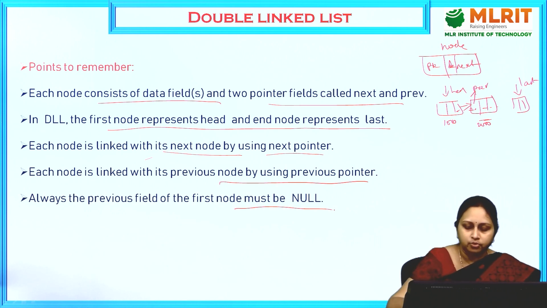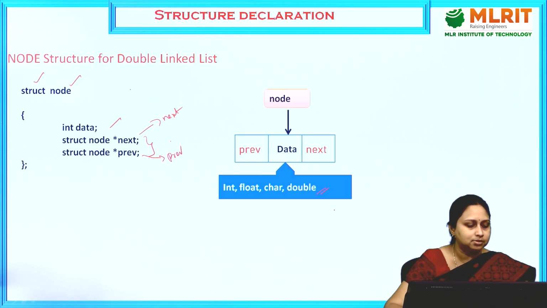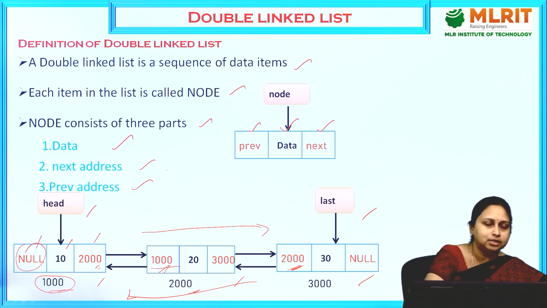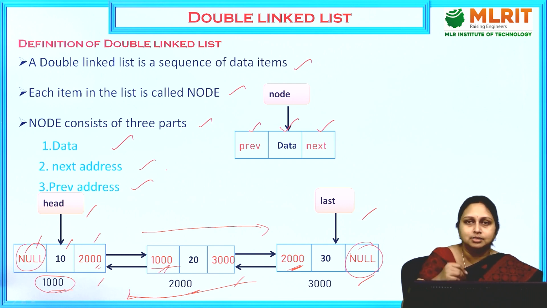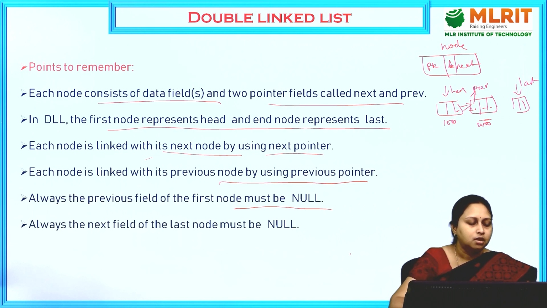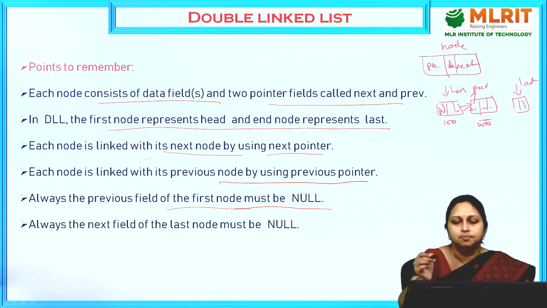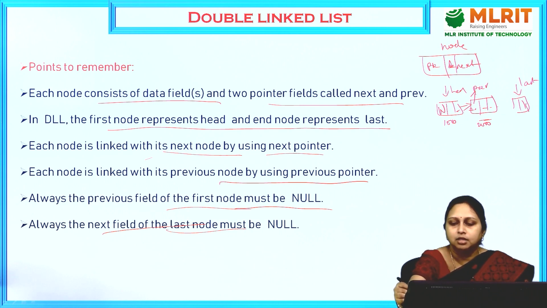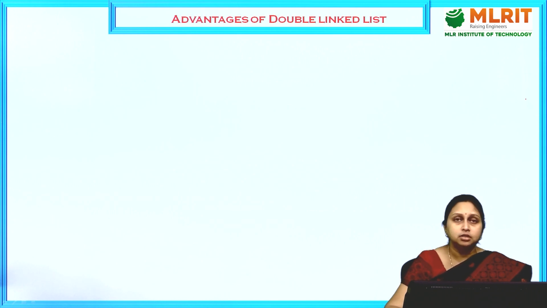Observe, when I represent this example, the previous node address is null here, and the last node's next part is null. That point we are going to cover here. Always the previous field of the first node will be null, and always the next field of the last node will be null. Here the last node is right here and this will also be a null value. These are the points you have to remember when you are dealing with the double linked list.